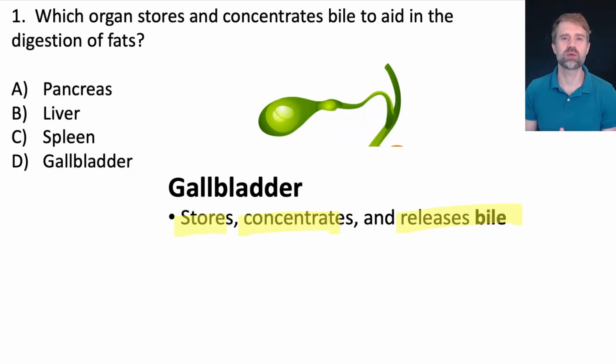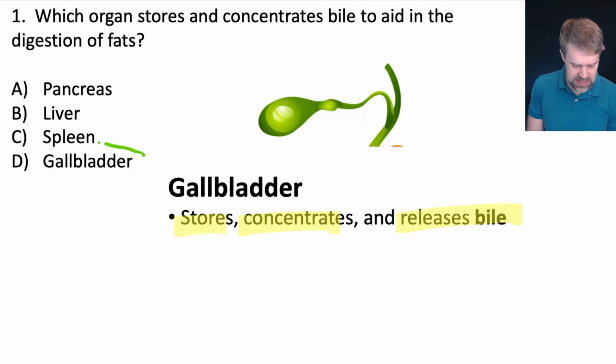When you eat something with a lot of fat and oil, the gallbladder contracts to squeeze the bile out, to get it into the intestines. And the bile is an emulsifier. It breaks down the fat so the fat can be more easily absorbed into the body. So anyway, which organ stores and concentrates bile to aid in the digestion of fats?